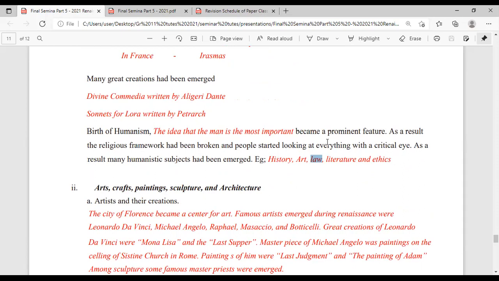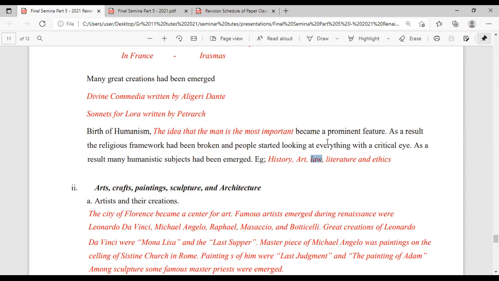So art, craft, painting, sculpture, and architecture we take as one, because that is art. The academic Renaissance we take as education. Then here, art, craft, painting, sculpture, and architecture. So a question can be given on the influence of the Renaissance: what were the influences of the Renaissance on the different fields in the world?